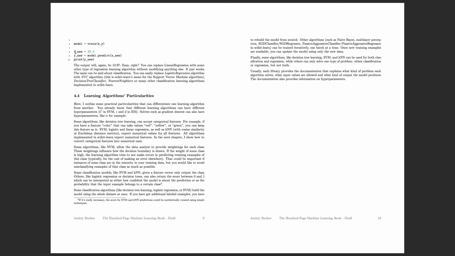So for example, I give a new x record like 23, and now I ask the model to make a prediction based on this. Obviously, linear regression will create that line, and then based on where the value of y falls on that line for x equal to 23, it will predict that value. So for example, the output is 13.97.